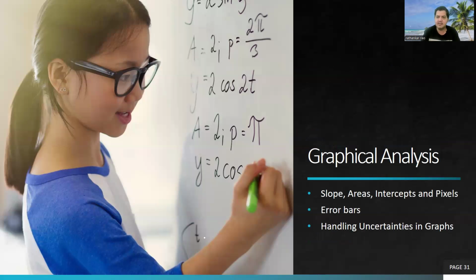Two more videos are there. One is for graphical analysis, where we need to know about slopes, areas, intercepts, what error bars are, how you get these error bars, what you can derive from an error bar, and how you handle uncertainties in graphs. So far, we have handled uncertainties only in the equations. We need to handle the uncertainties in the graphs also. So let me continue in the next video, that is your fourth video, and see what can be done.